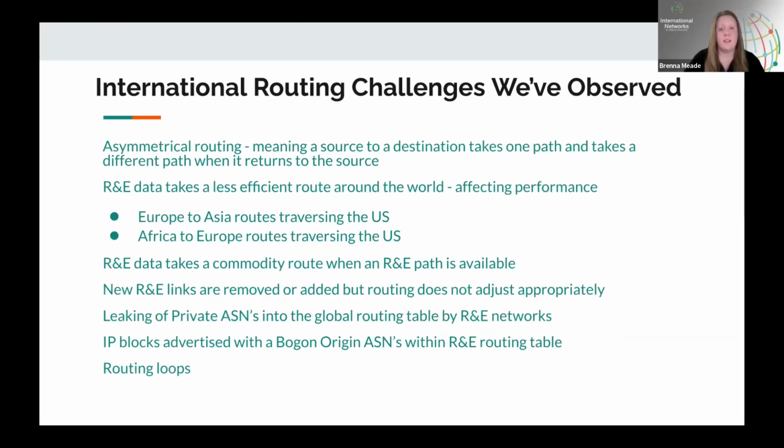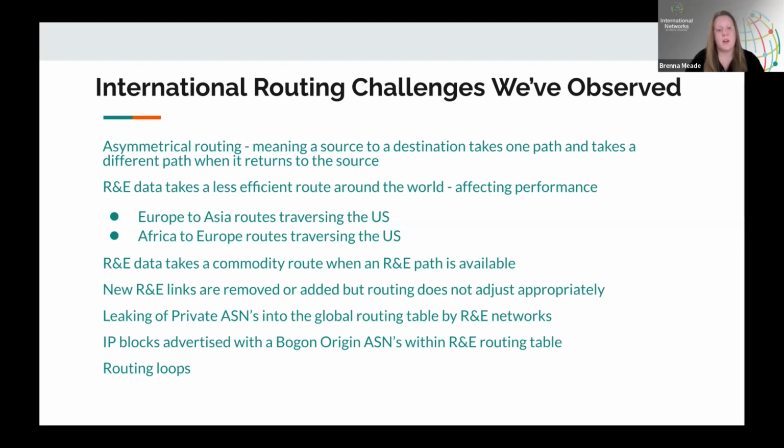So some of the international routing challenges we've observed since 2021: asymmetrical routing, R&E data that takes a less efficient route around the world, affecting performance. The 2 primary cases that we see in this instance are Europe to Asia routes traversing the US, which will have effects on latency and round trip time. Africa to Europe routes traversing the US, the same issue.